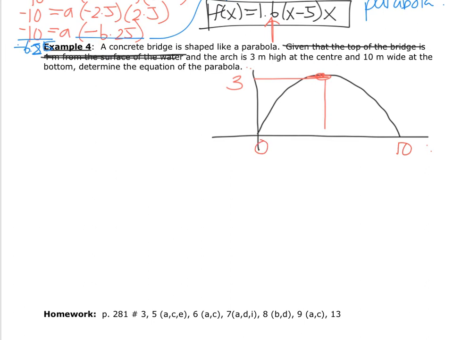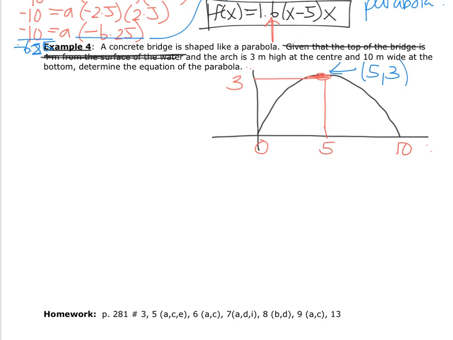We have the zeros, and we have part of the vertex. Let's really quickly find the other piece of this vertex. What is in the middle of 0 and 10? I don't even need to do a calculation. It's 5. So the point that I really have right here is the point (5, 3). So this is a really, really easy question. Okay, come up with the equation of the parabola. Let's do it.